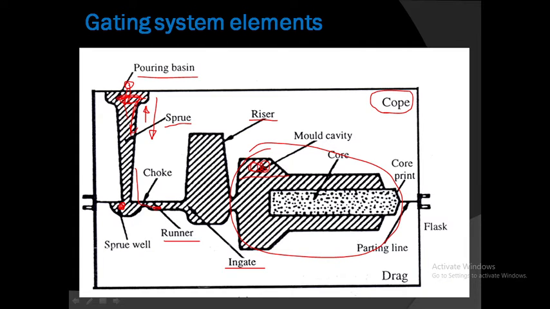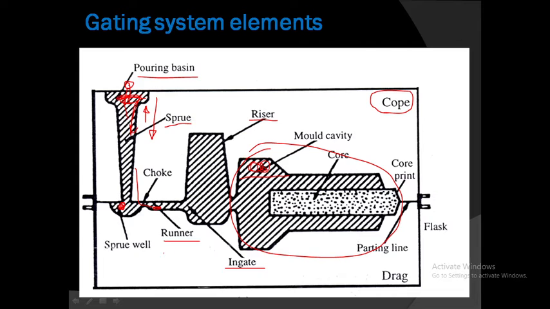Okay, so if we see the runner, this runner is generally extended a little further beyond the ingate. Why? Because this helps in trapping the slag in the molten metal. That's why it is extended. Okay, and whatever the metal is there, it initially goes past the ingate due to movement of the fluid, and it is trapped in the extension portion of the runner. Okay, so this is about the runner.